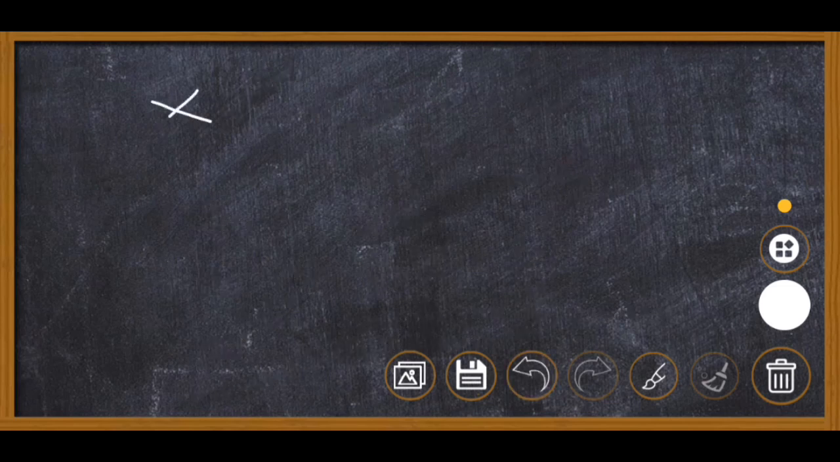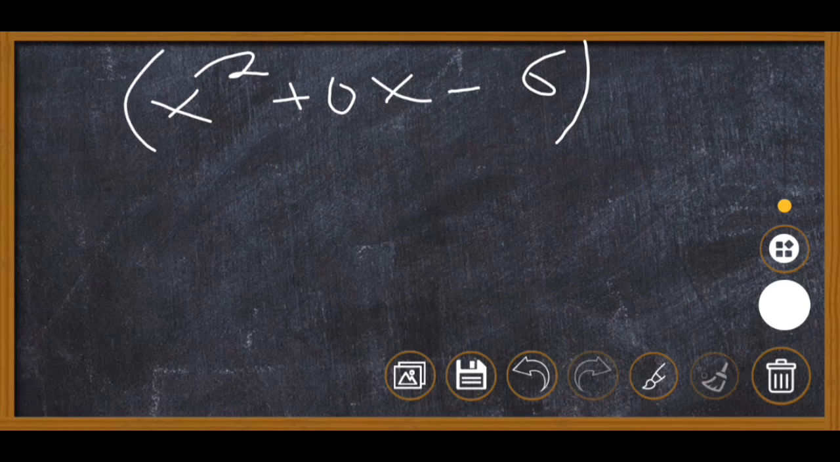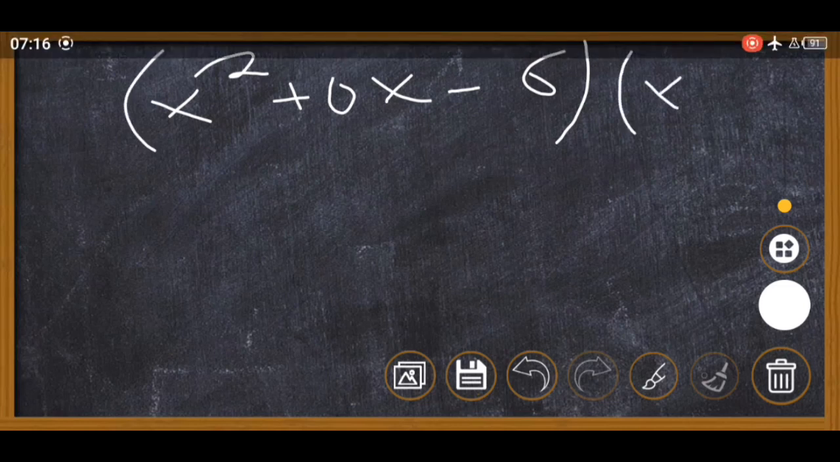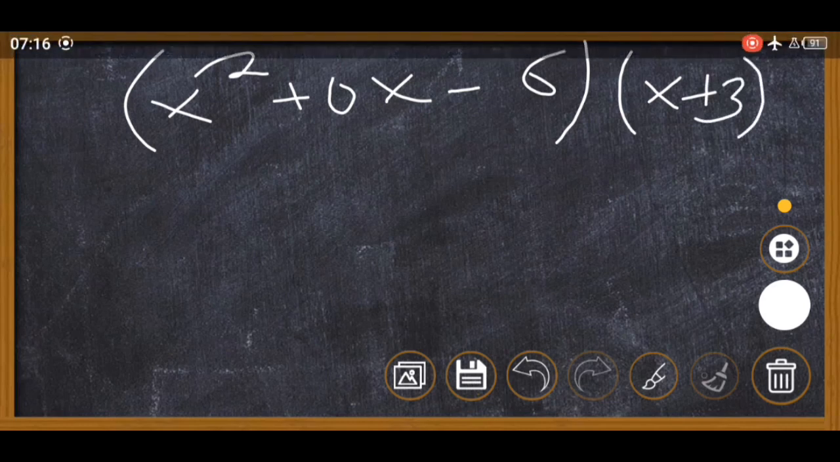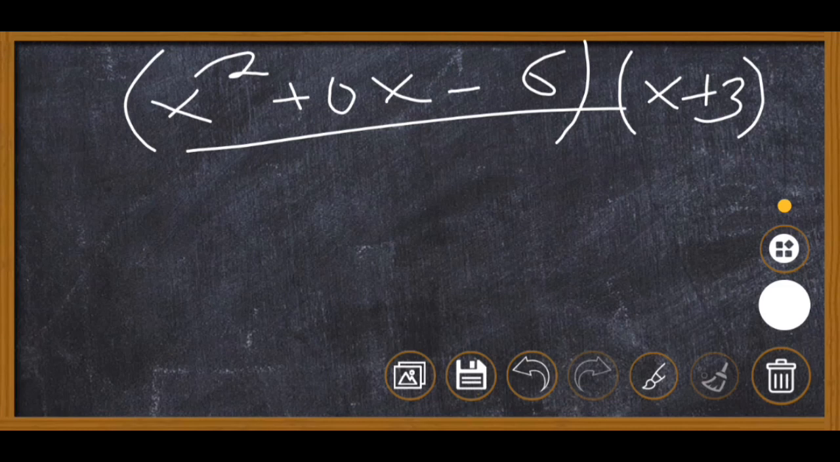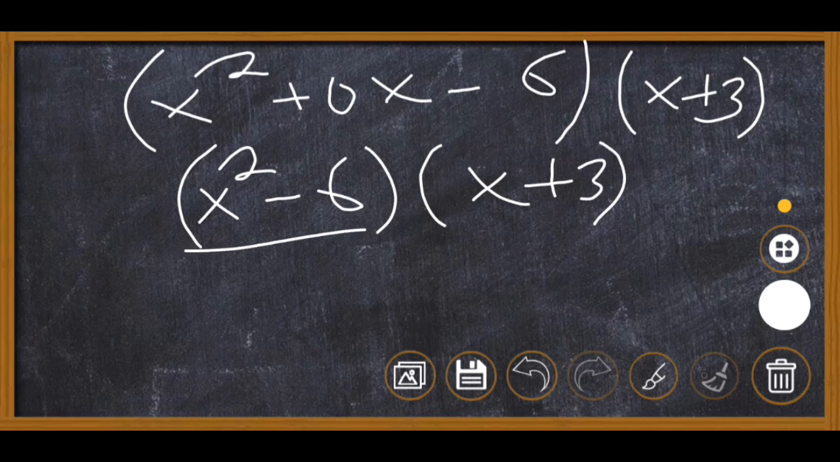So we have x squared plus 0x minus 6. So this is one of our factors, and the other factor that we had, remember, is x plus 3. So in this case, let's see if we can simplify this further. Omitting 0 here, it's the same as x squared minus 6, and then here we have x plus 3. So how can we further simplify this?